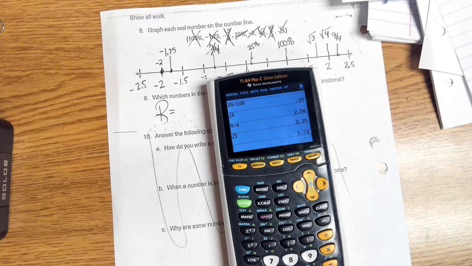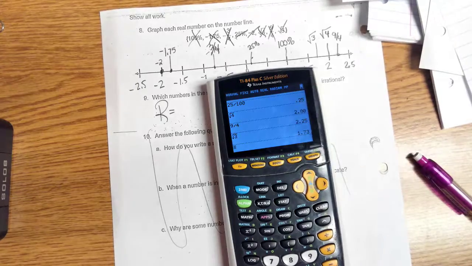Does it change into a fraction? Okay? No. It won't change into a fraction. So that means it is what kind of number? Irrational. So you only had one that was irrational. The rest were rational numbers. Alright? Alright. I'm going to stop this.